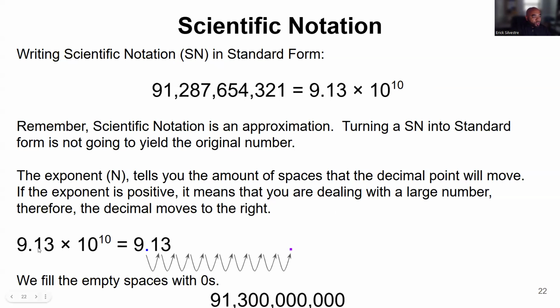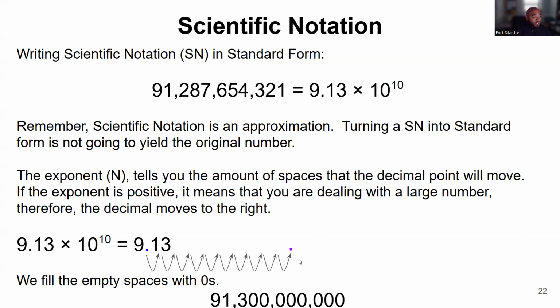So if you have 9.13 times 10 to the 10th power, that means that I have to move that decimal over. All right, that means that my number is going to become larger. All right, so how many spaces am I going to move the decimal? 10 spaces. So I start here and I start counting. 1, 2, 3, 4, 5, 6, 7, 8, 9, 10. All right, these empty spots get filled with zeros.